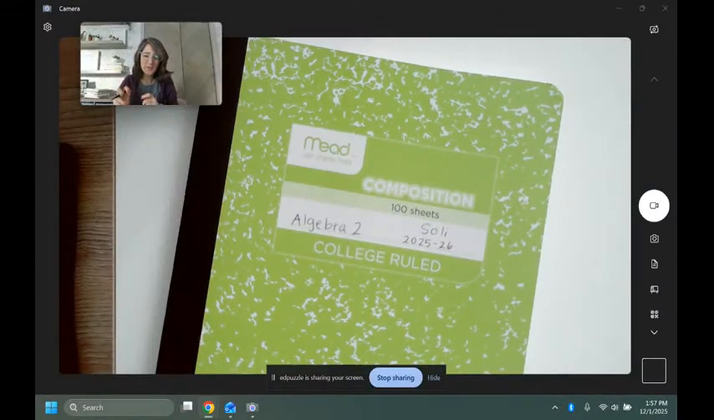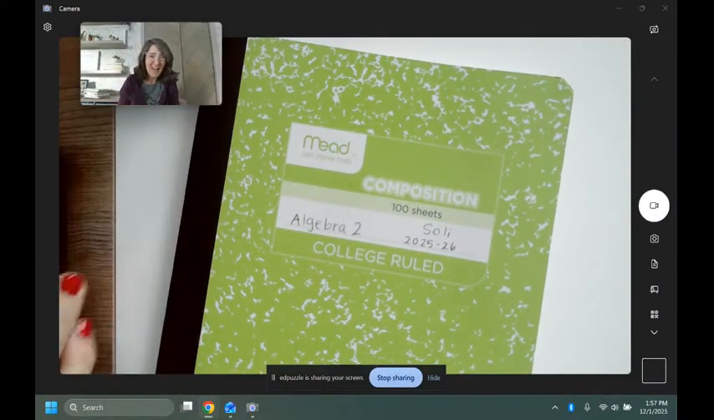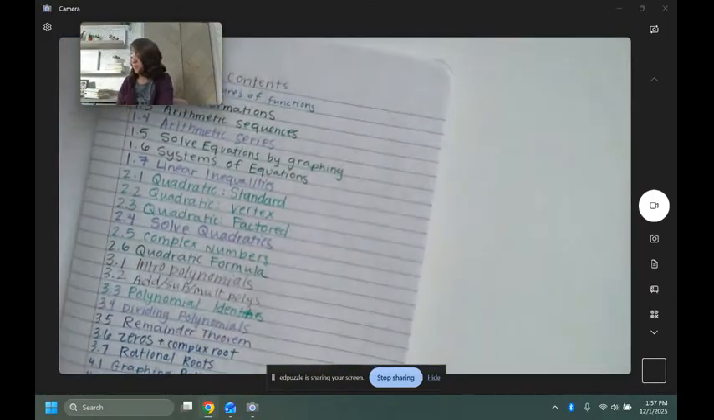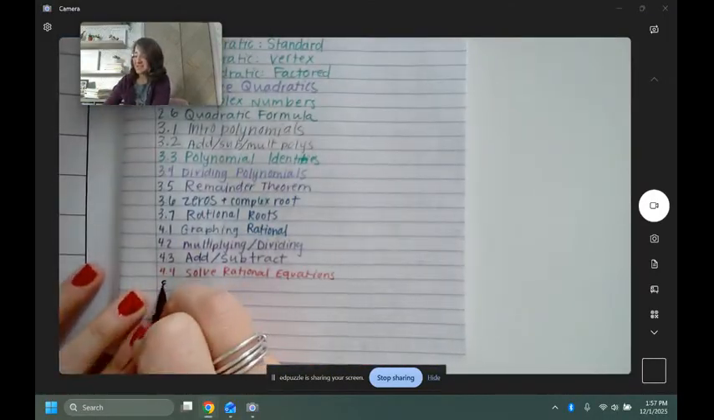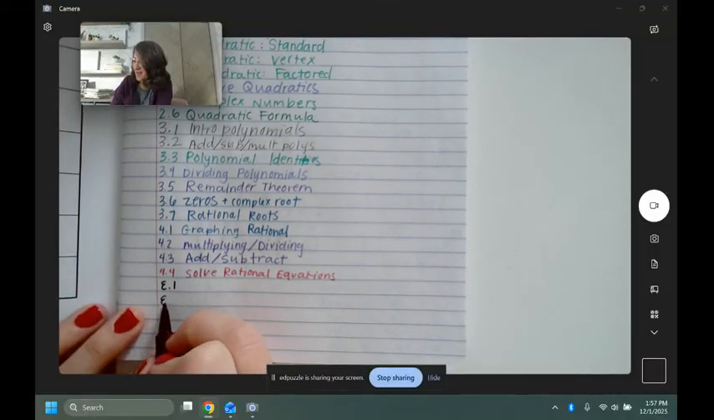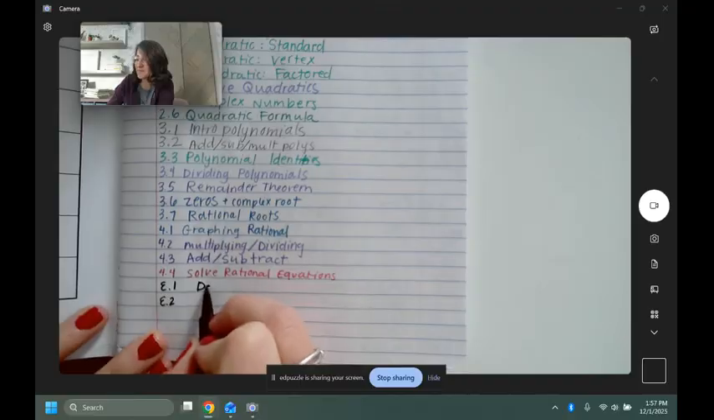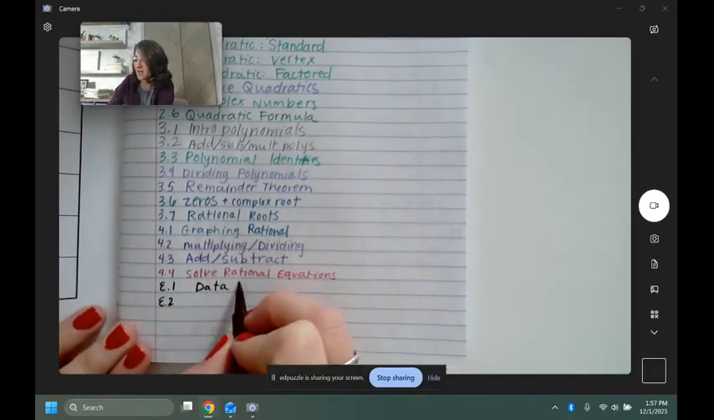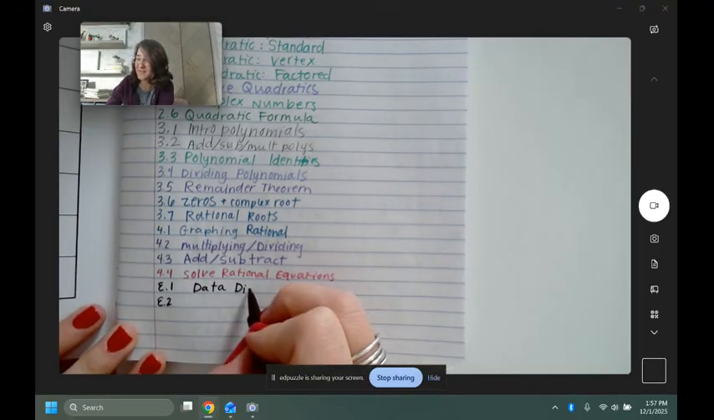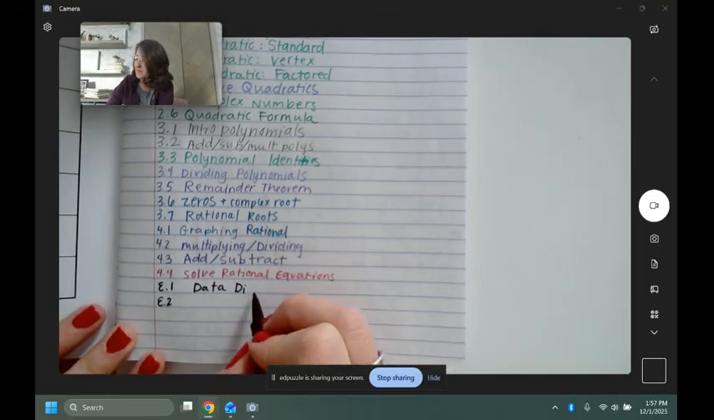Hey, Algebra 2. Here I am to talk about the extra unit. I'm kind of trying to call it E. There's only going to be two lessons in this extra unit, E1 and E2. These are things that we are not going to have a test on individually. It's kind of like a mini statistics unit.